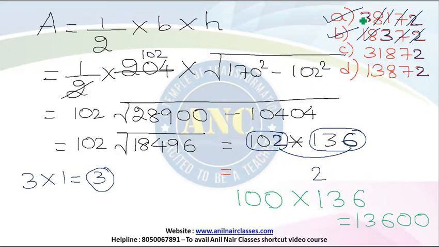13,600. But if you observe the first option, it is 38,000. That cannot be the right answer because 102 and 100 are very, very close to each other. They are not having too much difference. Similarly, 31,000 is also too much away from 13,600. Sir, I am left with 18,000 and 13,872. Which is the nearest option compared to 13,600? It is 13,872. Therefore, the fourth option is the correct answer.